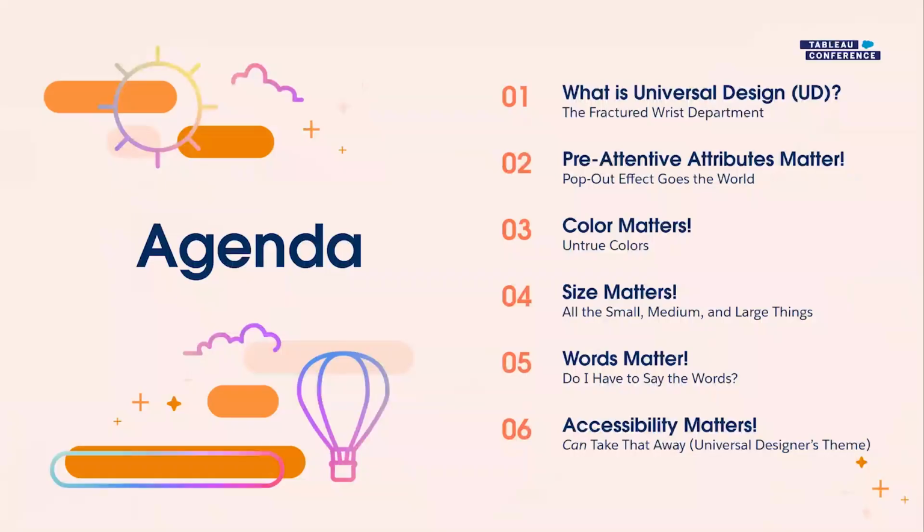So I'm going to introduce you to universal design through my own experiences with a temporary impairment. I'll share what pre-attentive attributes are, and what the pop-out effect is, and what they tell us about universal design for visualization. We'll also walk through a bunch of ways to use color, size, and text to build universally usable and accessible dashboards in Tableau.